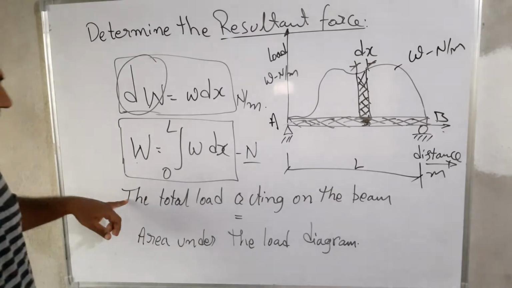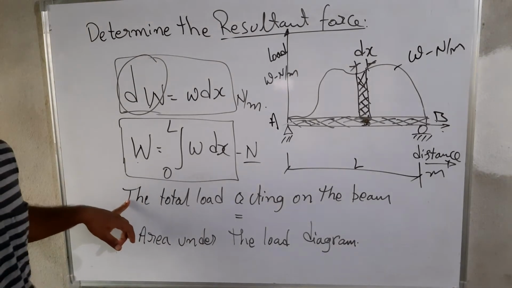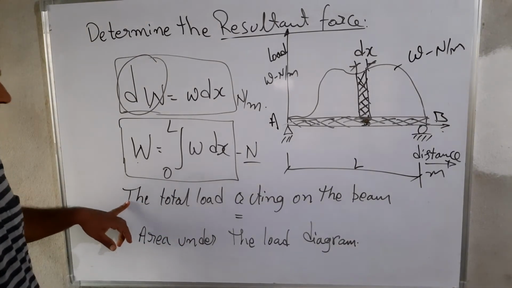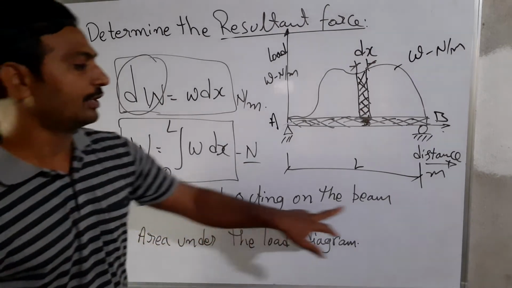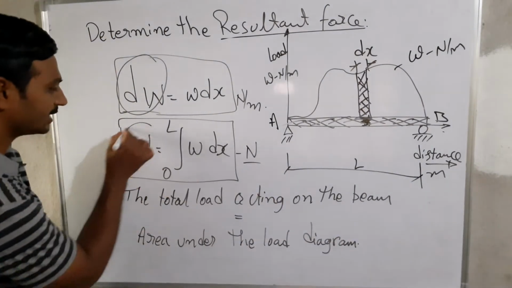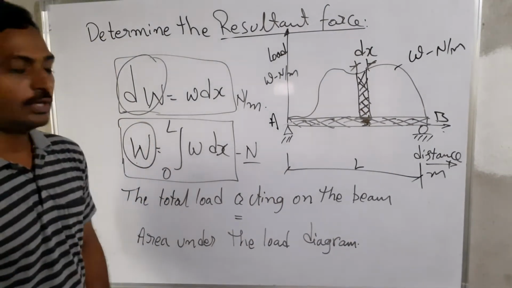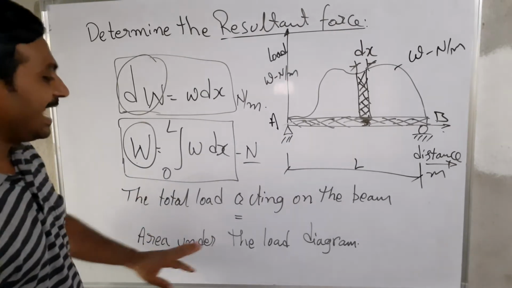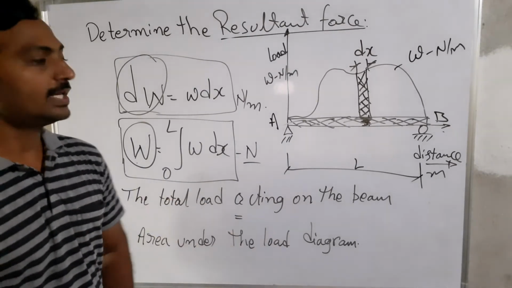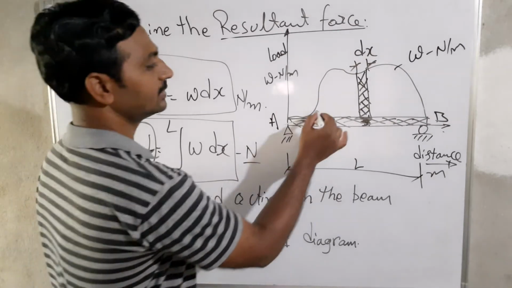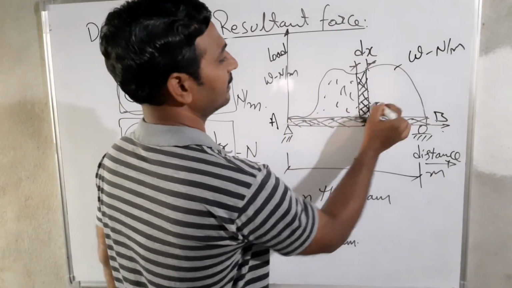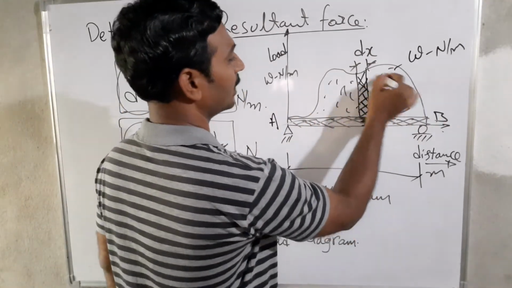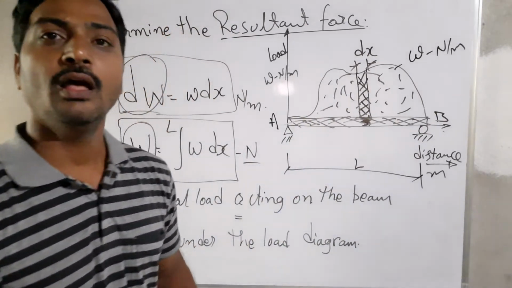So in this case, the final conclusion from our discussion is that the total load acting on the beam, the capital W, is equal to the area under the load diagram. What is the load diagram here? This is representing the load diagram, the total dots that I am giving.